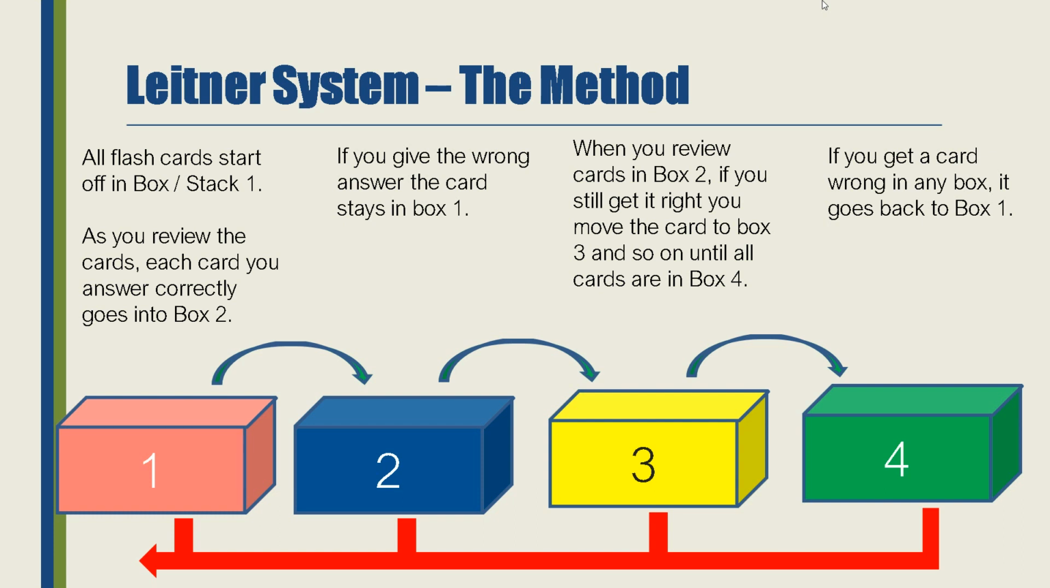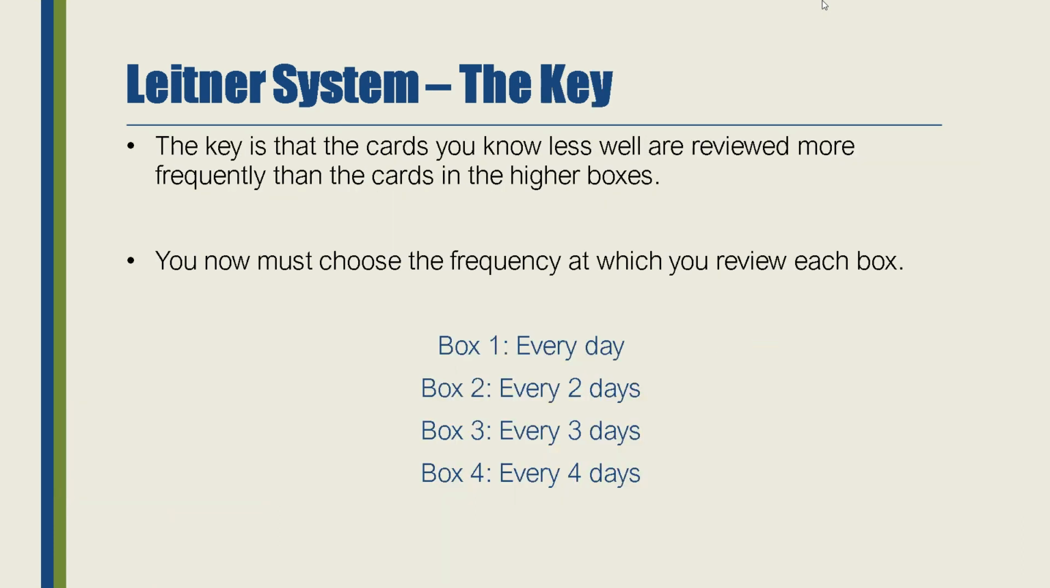The key is that the cards you know less well are reviewed more frequently than the cards in the higher boxes. You now must choose the frequency at which you review each box. So for example, box 1 you review every day, box 2 you review every 2 days, box 3 you review every 3 days, and box 4 you review every 4 days, as an example.